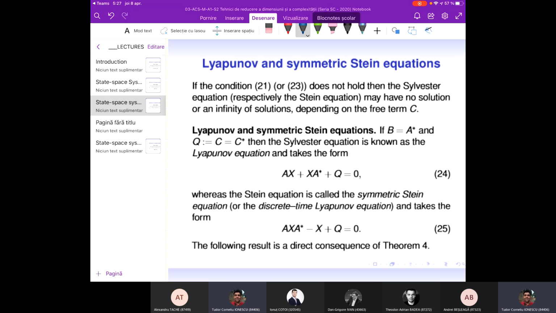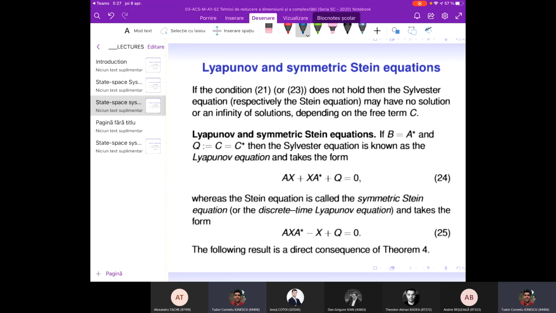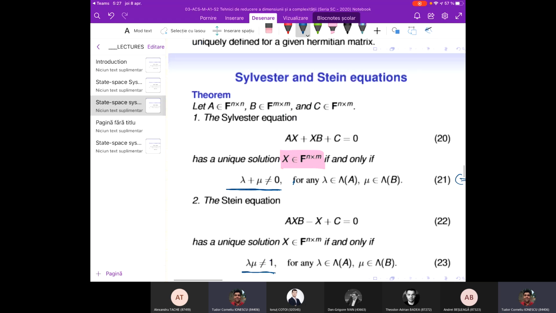We also have the symmetric version of these equations, when B is the Hermitian of A. If the condition 21 or 23 does not hold, then the Sylvester equation may have no solution or an infinity of solutions, depending on the free term C. For instance, if C is equal to 0, you might have an infinity of solutions if this condition is not satisfied. If this condition is satisfied, then 0 is the unique solution. Otherwise, this is not true.